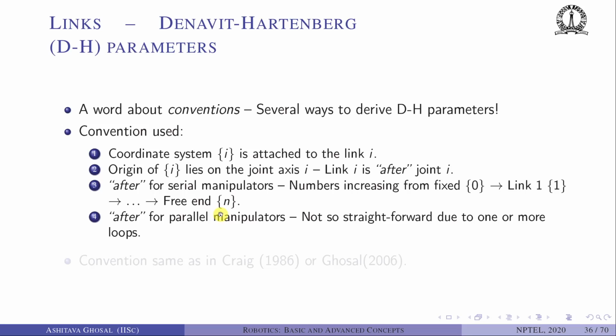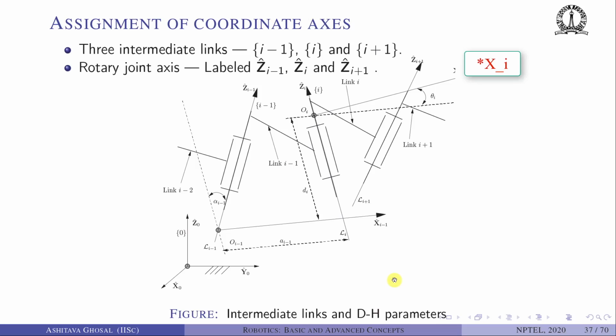Nevertheless, we will stick to this notion of after. So the joint axis is labeled I, and the link I is after the joint I. This is the same convention that has been used in Craig as well as in Pfortner 2006. So let's look at 3 intermediate links which are labeled as I-1, I, and I+1. We want to assign coordinate axes to these links. This is very useful and very important. This is one of the most important parts of the DH convention.